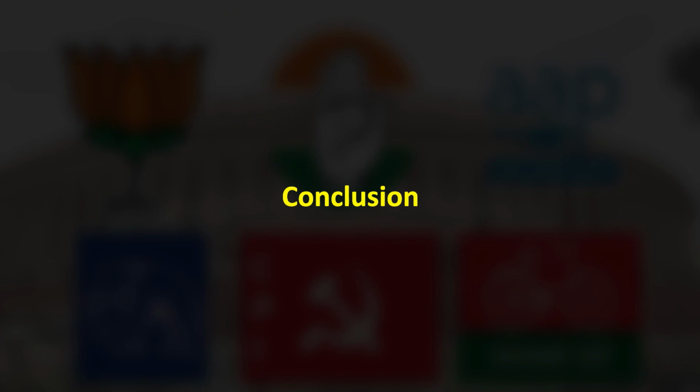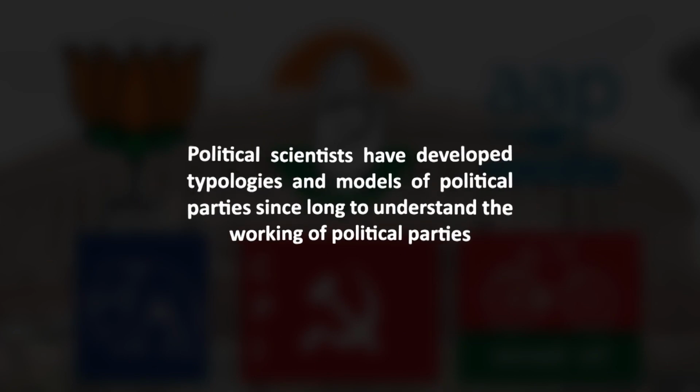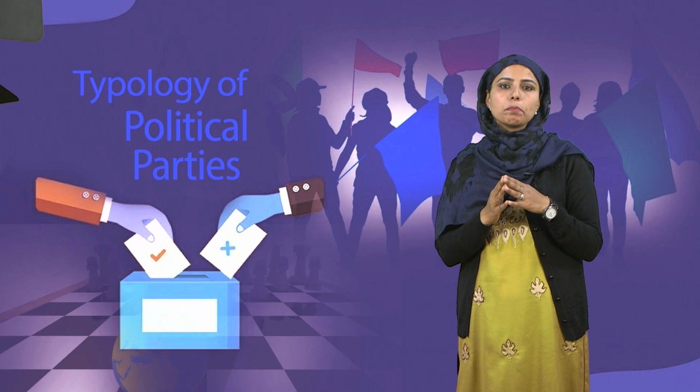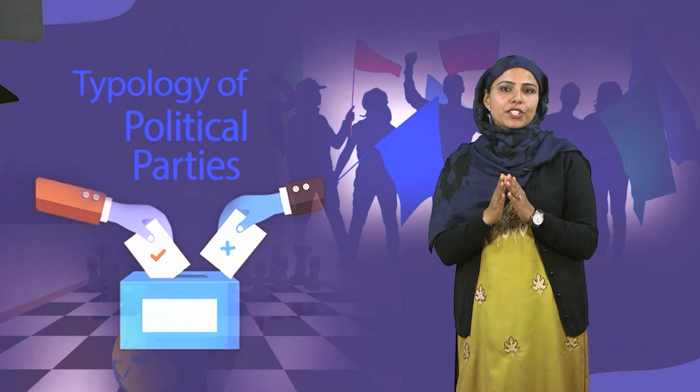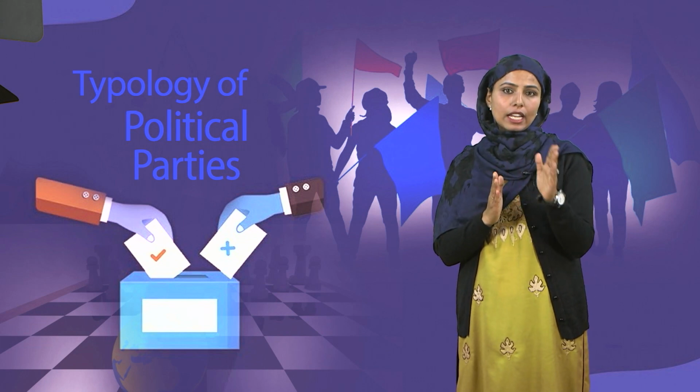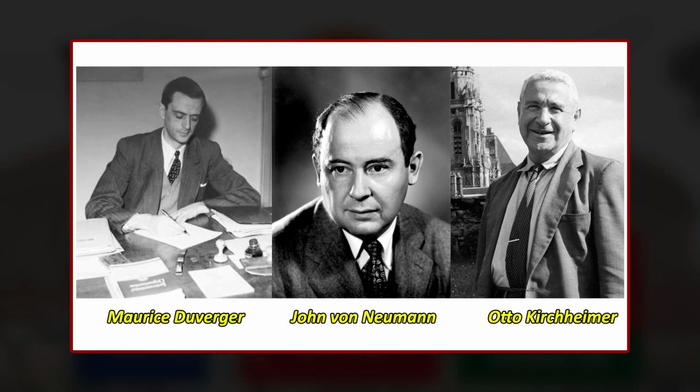So, dear students, let's conclude today's lecture. Political scientists have developed typologies and models of political parties since long to understand the working of political parties. It was an effort to explain the essential features of partisan organization. The result of their analysis is that the literature today is rich with various categories of party types, some of which have acquired the status of classics and have been used by scholars for decades, like Duverger, Kirchheimer, Neumann, etc.